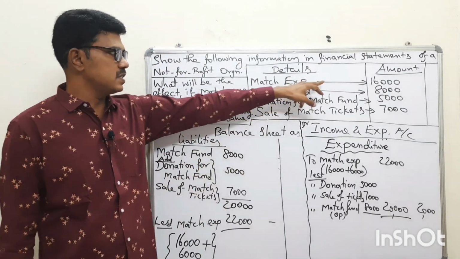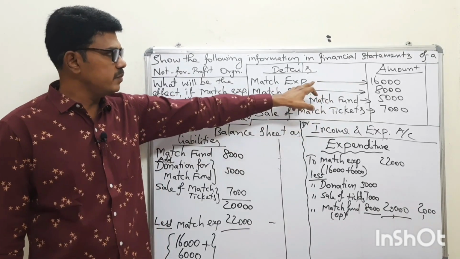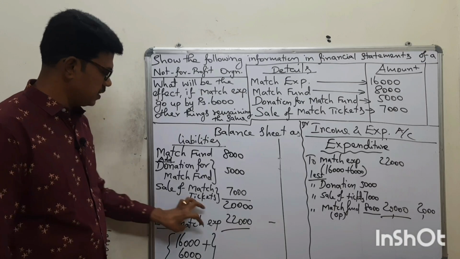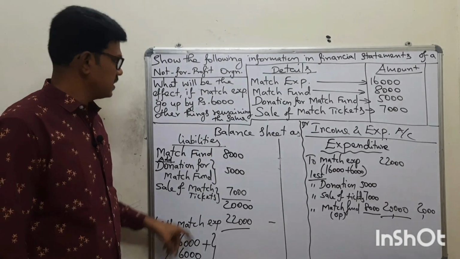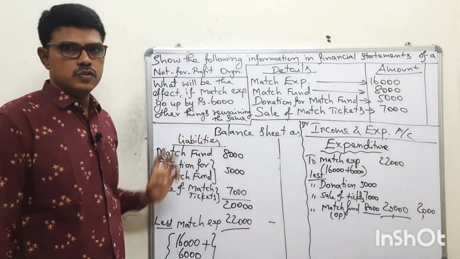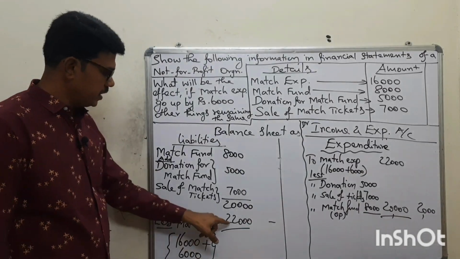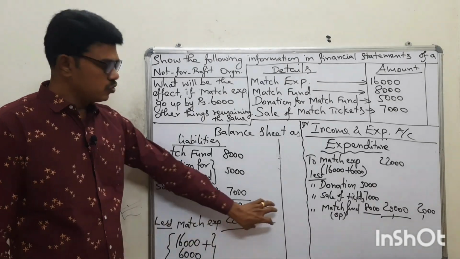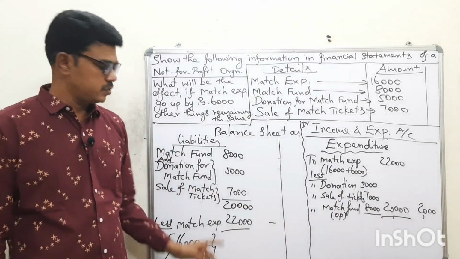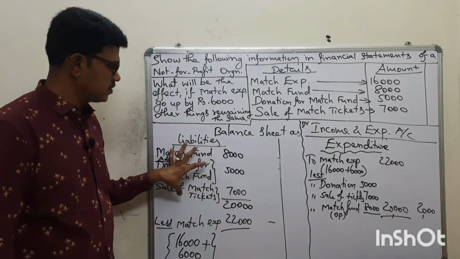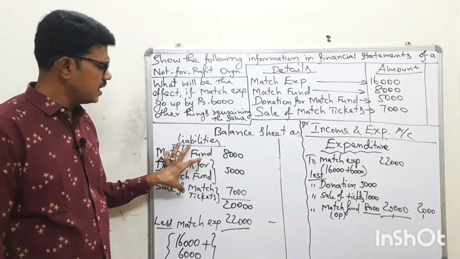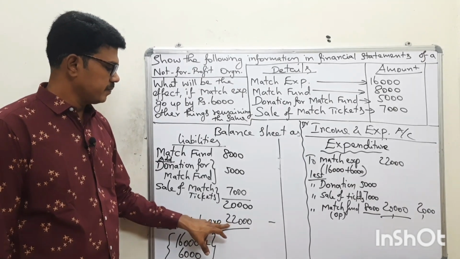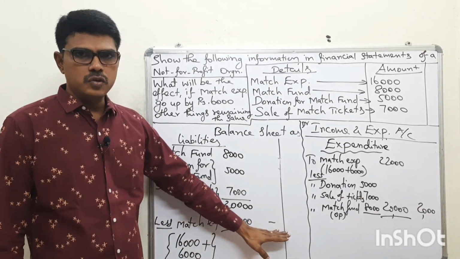Only the match expenses increase, right? Match expenses were 16,000 rupees, and this increases by 6,000 rupees. So the total will be 22,000. Match expenses must be subtracted from the fund total. If you subtract, it will show a negative balance. The fund and other receipts are only 20,000, whereas the organization has spent 22,000. So it will show a negative balance.